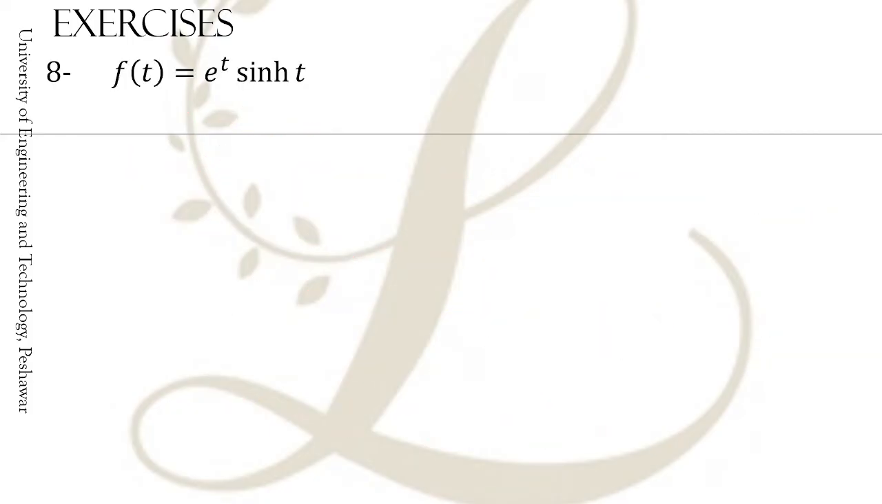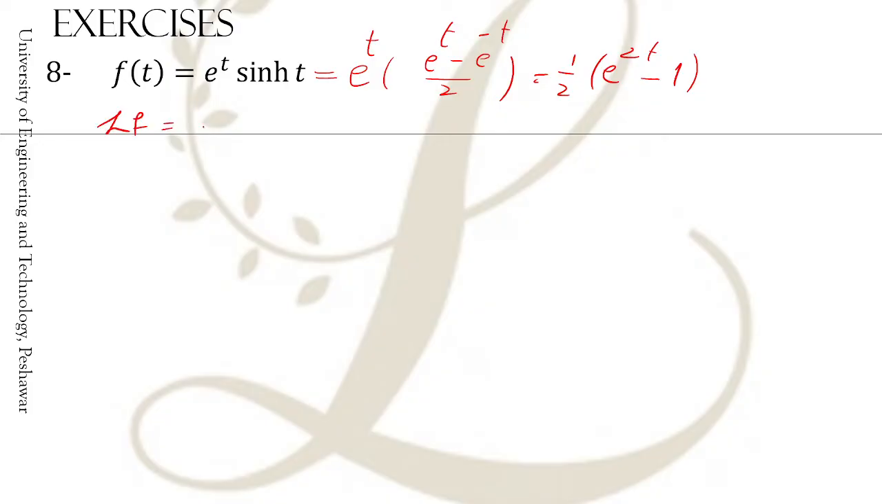f of t is e power t times sine hyperbolic t. We first simplify; later on we'll have a rule for doing it directly, लेकिन यहाँ पे हम इसको क्या करेंगे, इसको पहले सिंप्लीफाई करेंगे. We know sine hyperbolic t is equal to (e power t minus e power minus t) divided by 2. So this could be written as 1 over 2. When you multiply e power t inside, that becomes e power 2t, whereas the next one will become simply 1 because e power t and e power minus t will cancel each other. And then we find Laplace of f, that will be 1 over 2 times (1 over s minus 2 minus 1 over s). It's the required Laplace transform of this function.